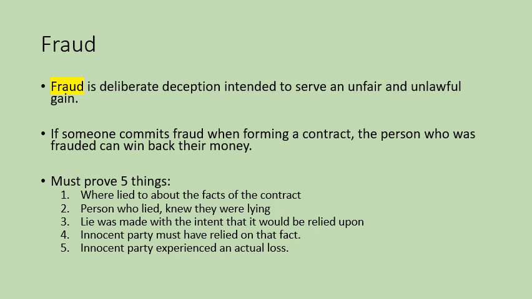All right, class. So the first reason why a seemingly valid contract could become voidable or defective would be fraud. Now, we've talked about fraud a little bit before in our lessons on tort law, and fraud is going to appear again here in contract law. So fraud is the deliberate deception intended to serve an unfair and unlawful gain.